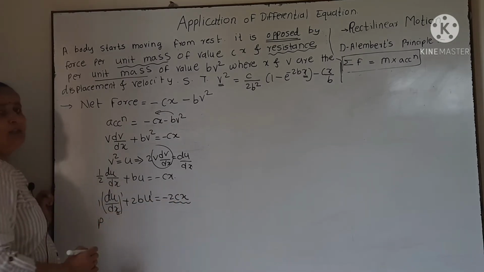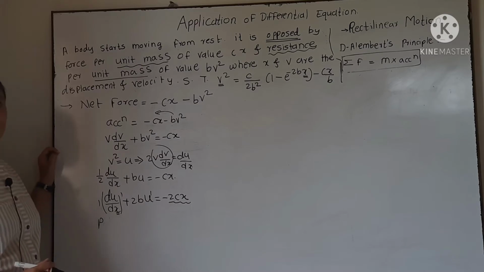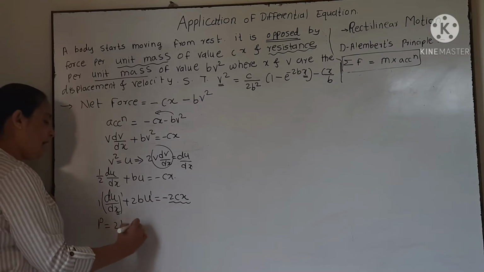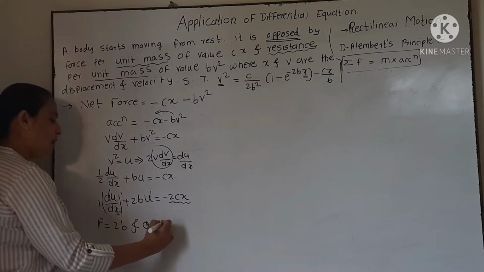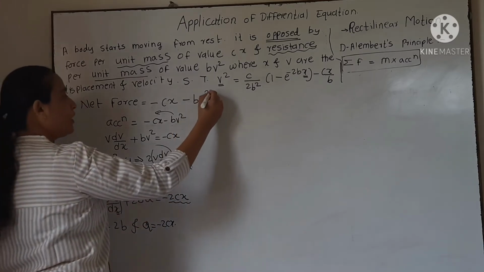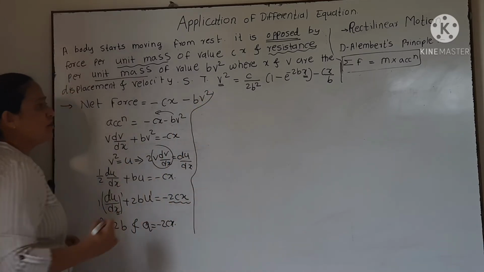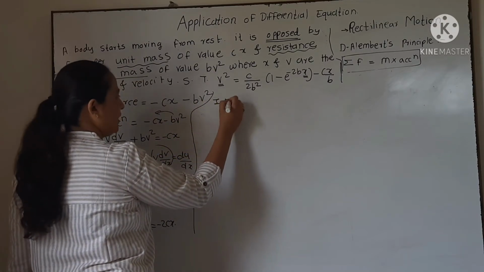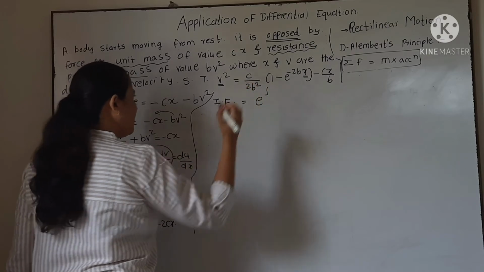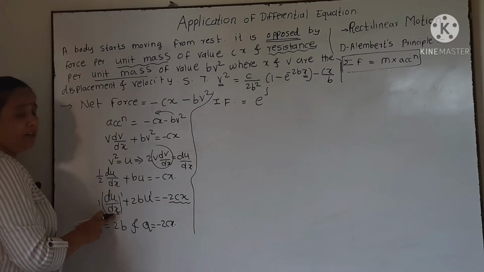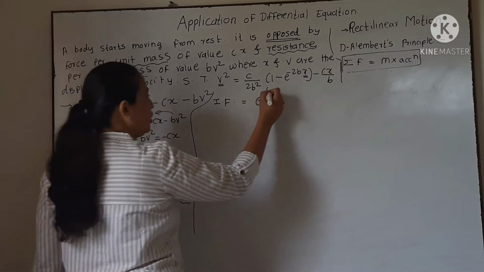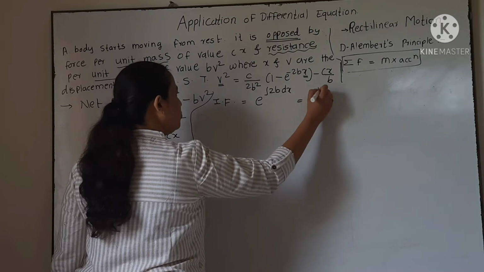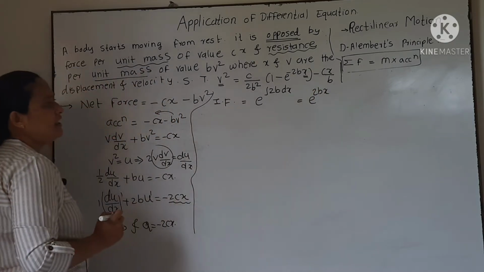Therefore, if I compare this with dy by dx plus py equal to q, you will get the values of p and q: p is equal to twice b and q is minus twice cx. You are able to recall the procedure to solve the linear differential equation from unit number 1. First we will find the integrating factor. It is e raised to the integral of p dx. P is twice b, so it is the integral of twice b dx, equal to e raised to 2bx. Integrating factor is e raised to 2bx.